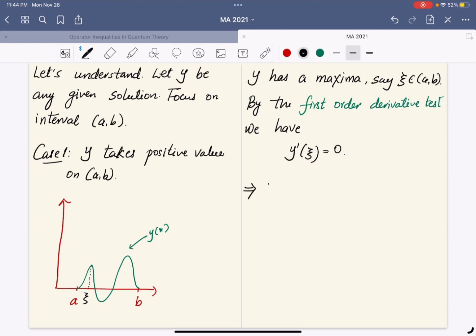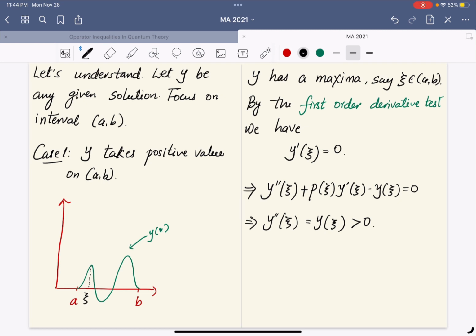Now since y is assumed to be the solution of the differential equation, it must also satisfy the differential equation at z, which is given by this, and y prime z is 0, so this implies y double prime z is y(z), which is greater than 0. Now z being the local maxima, we know from the second necessary condition we discussed earlier that y double prime z must be less than or equal to 0. So we get a contradiction here, right? So what does that mean? It means that y cannot take positive value on [a, b]. And yeah, the case 1 is not possible.